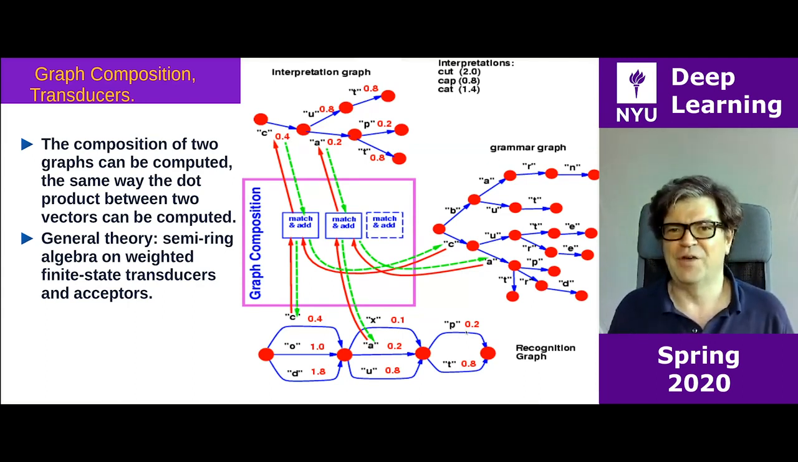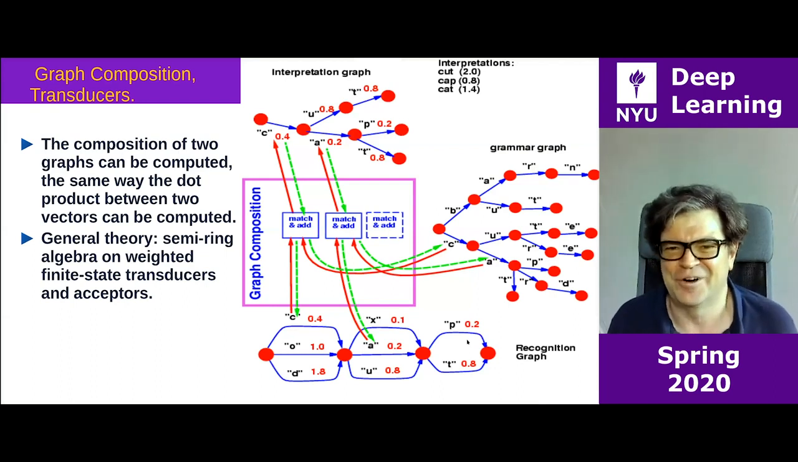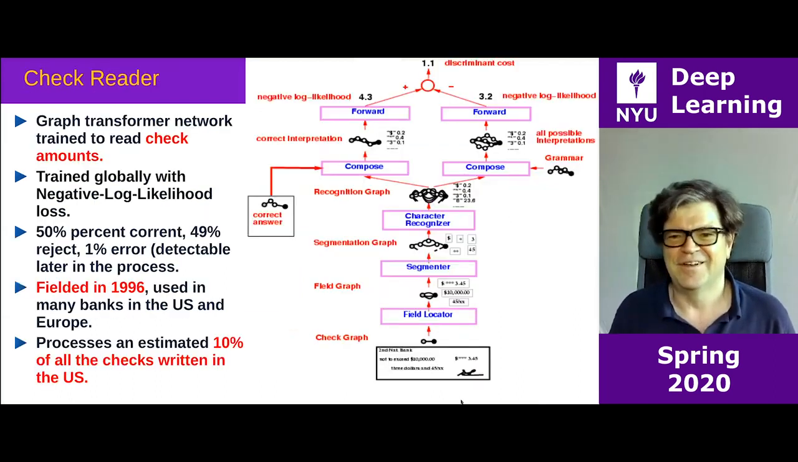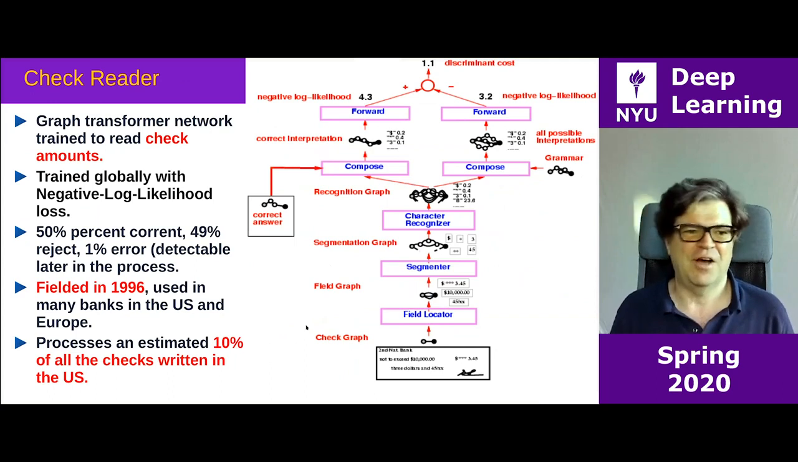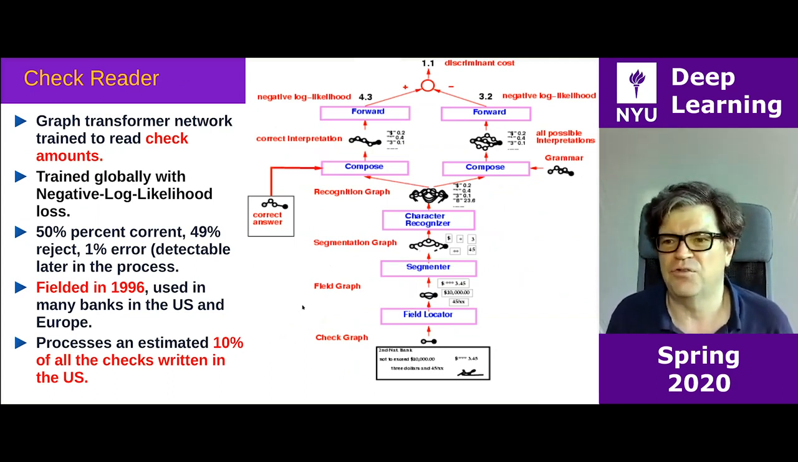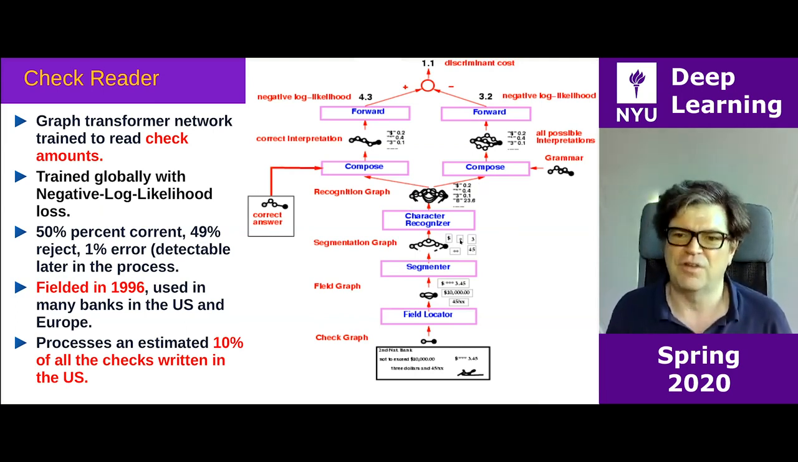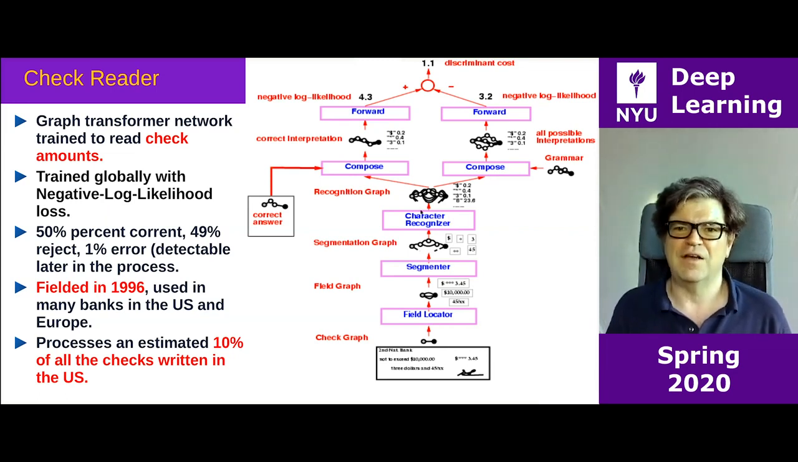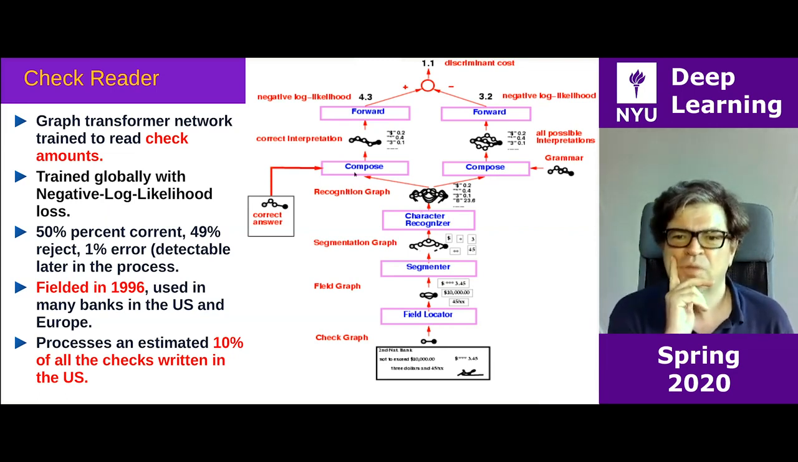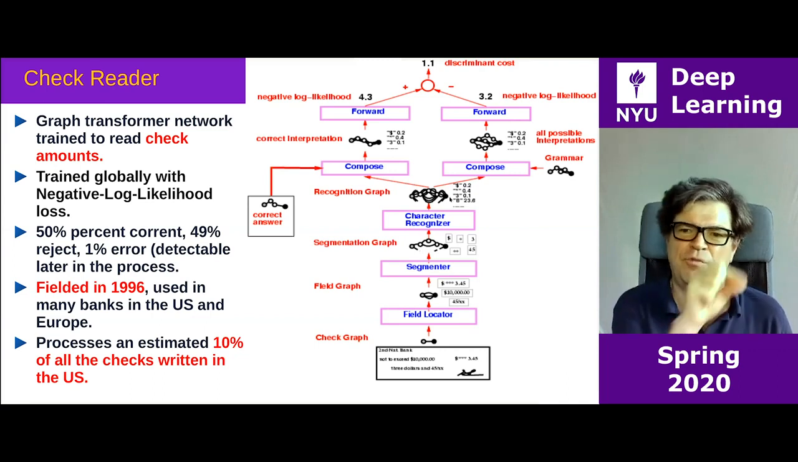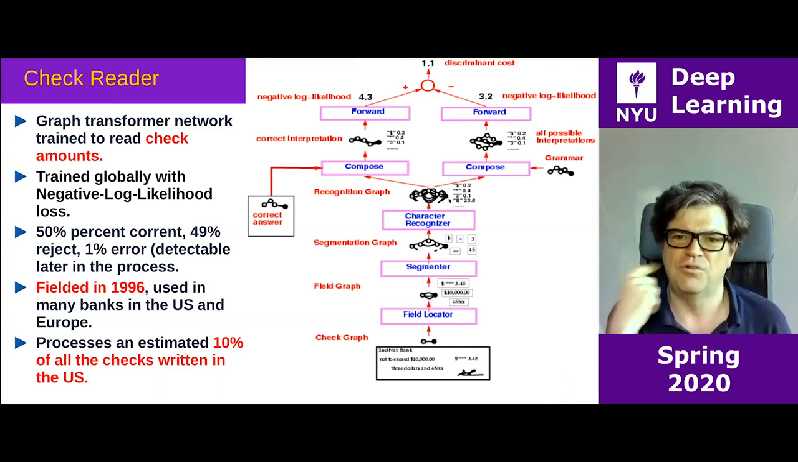I'm not telling you how we actually implemented this in 1995, but that's basically how our check reading system back in those days was implemented. The loss function we used in the end to train the system was actually the negative log likelihood loss function. So negative log likelihood says you have an interpretation graph here where each path is a possible interpretation and the sum of the energies along a path is the energy of that interpretation.